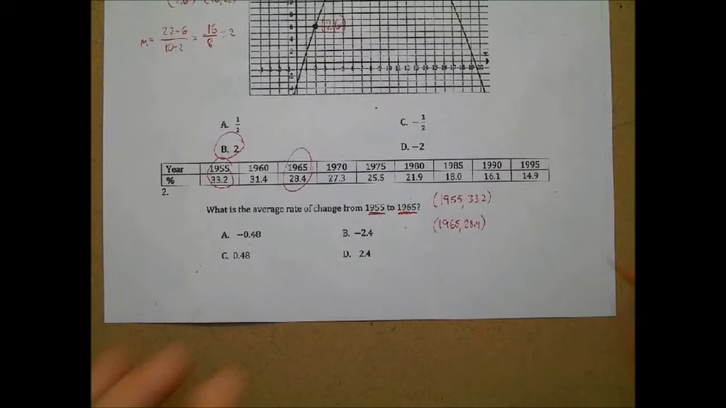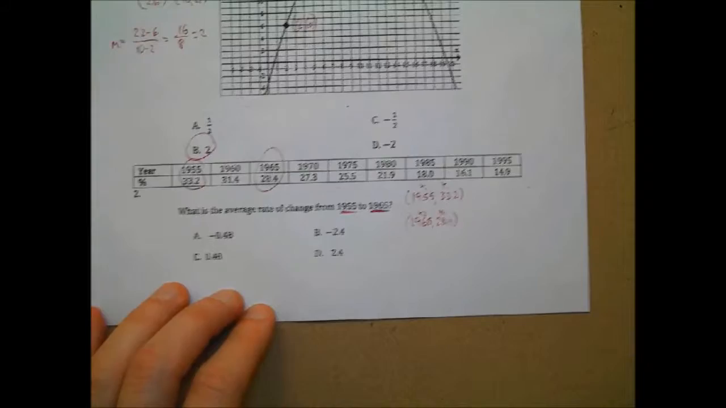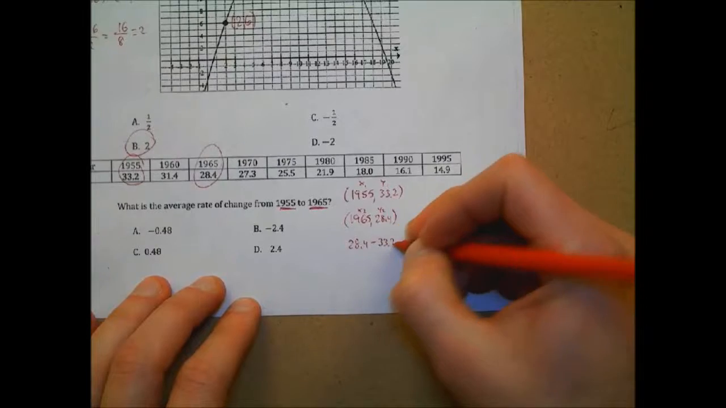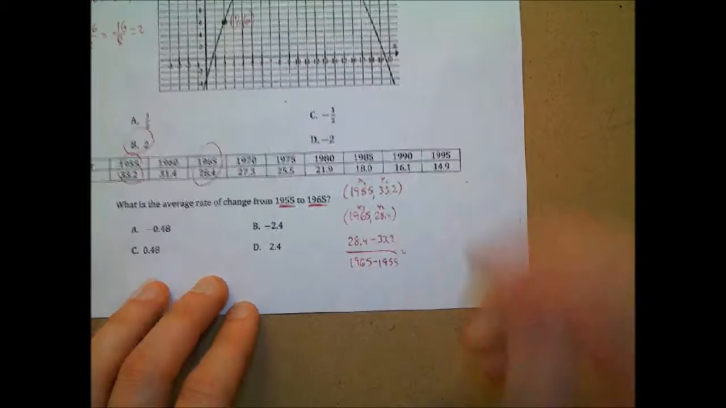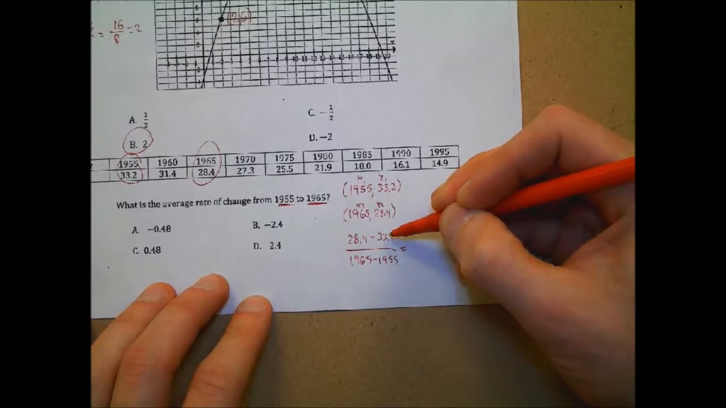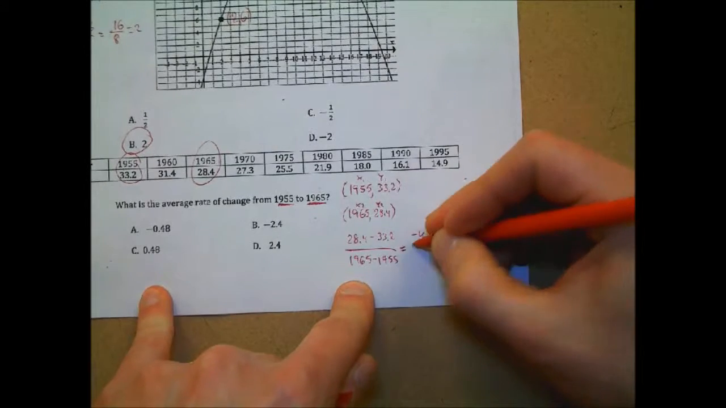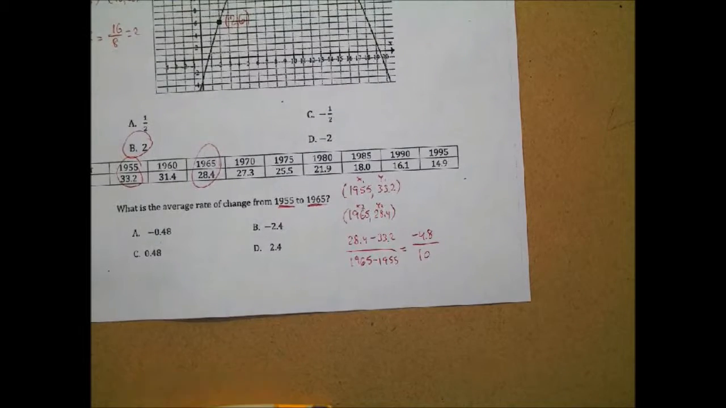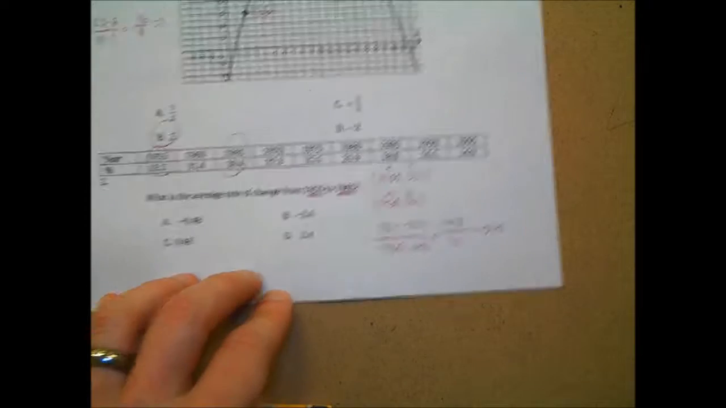We'll write that point out too, 1965, comma, 28.4. If you need to, label your points x1, y1, x2, y2, and then just do the arithmetic. So we'll do 28.4 minus 33.2, and then 1965 minus 1955. 28.4 take away 33.2, I got to use a calculator for that. Negative 4.8. Over 65 minus 55, which gives us 10. If you divide these two, you get exactly negative 0.48, which is A as an answer.